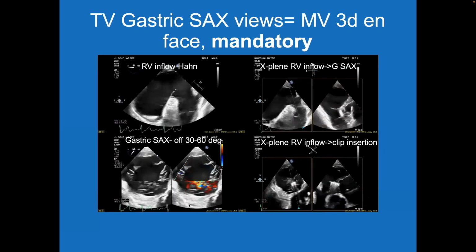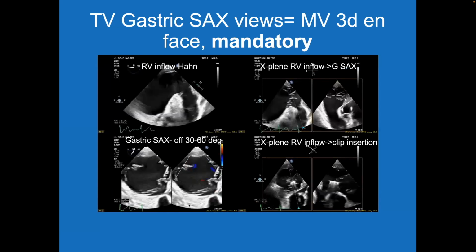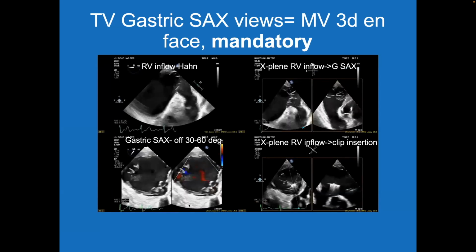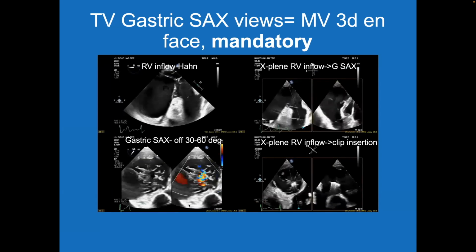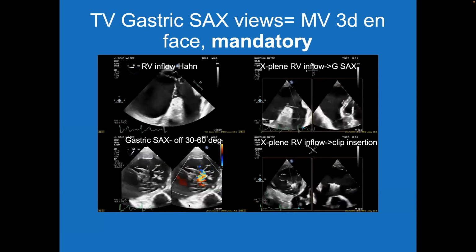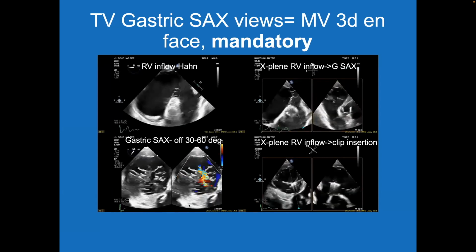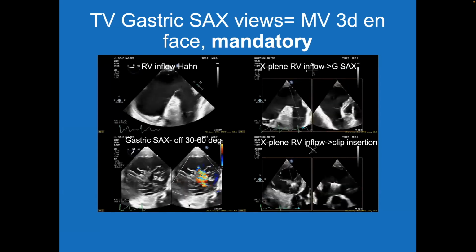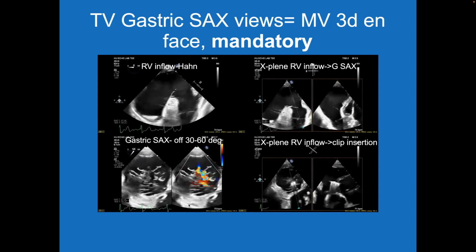So the gastric short axis views, as you can see up there, I put in big bold letters, is mandatory. So just looking through this set of images, the top left is just past the coronary sinus before you actually push all the way into the stomach. This is what I call Becky Hahn's RV inflow view, which has the right atrium to the left, inflowing through the tricuspid valve to the right. So that's a very useful view.